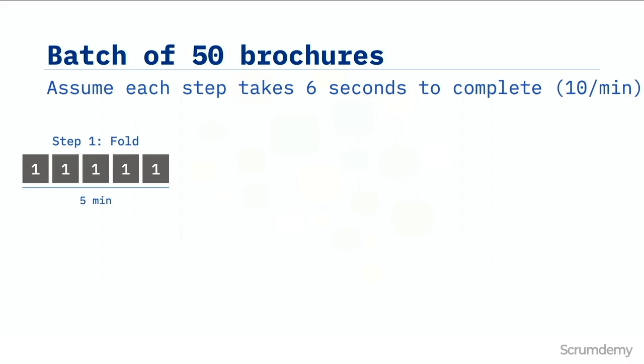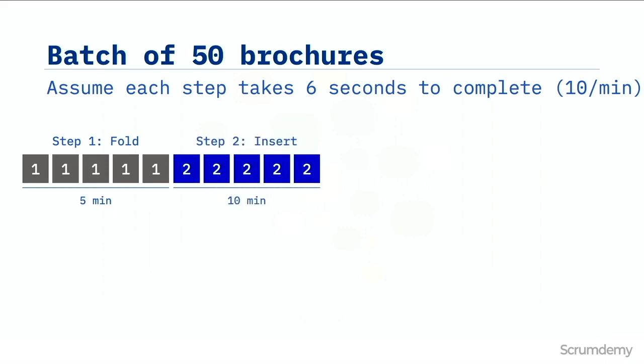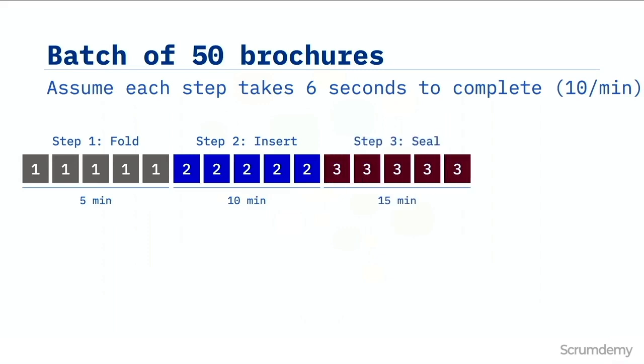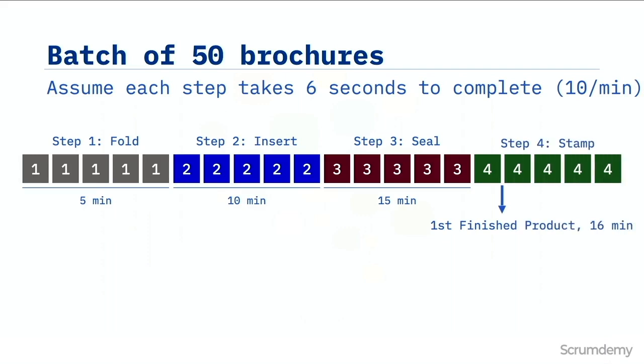And so we do the first step, folding, right? And at 10 per minute, it takes me about 5 minutes to fold 50 of them. Then I move on to the next step. The next step is inserting them all, and again, if I can do about 10 of them per minute, it takes me 5 more minutes, plus the 5 minutes from before. Now I'm 10 minutes into it. I've got them all folded and inserted. Then I move on to step 3, sealing them all, right? So now again about 10 per minute, I can do another 50 in another 5 minutes. So I'm up to 15 minutes, right?